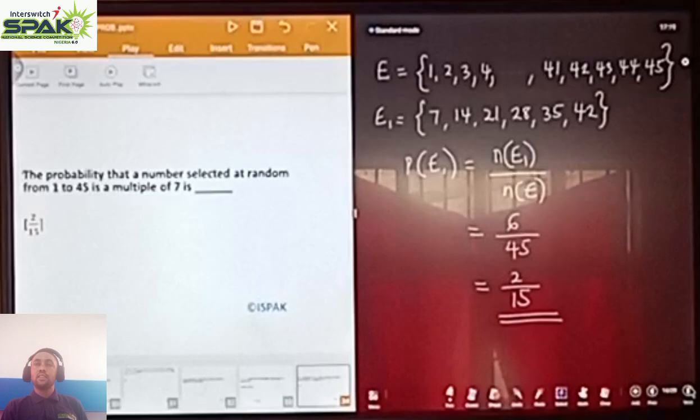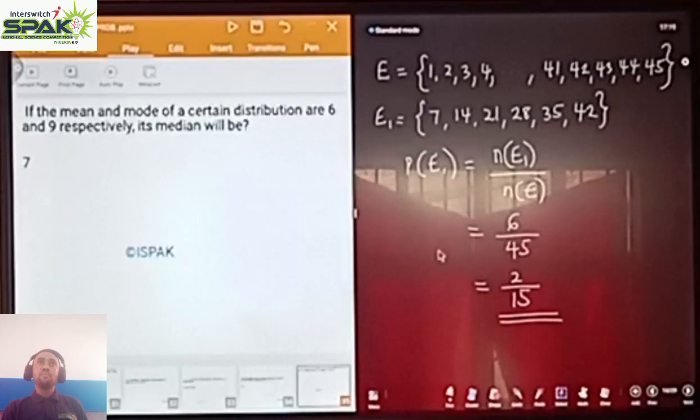Then we have 45 numbers, and the event E1 represents the multiples of 7. So you have to list out the multiples of 7, which are 7, 14, 21, 28, 35, 41, 42. Then to find the probability of a multiple of 7, it is the number of elements in the multiples of 7 divided by the total number of elements under consideration. In multiples of 7 we have just 6 elements. Then the total is 45. So we have 6 over 45. When reduced to the lowest term, you have 2 over 15 as the answer.